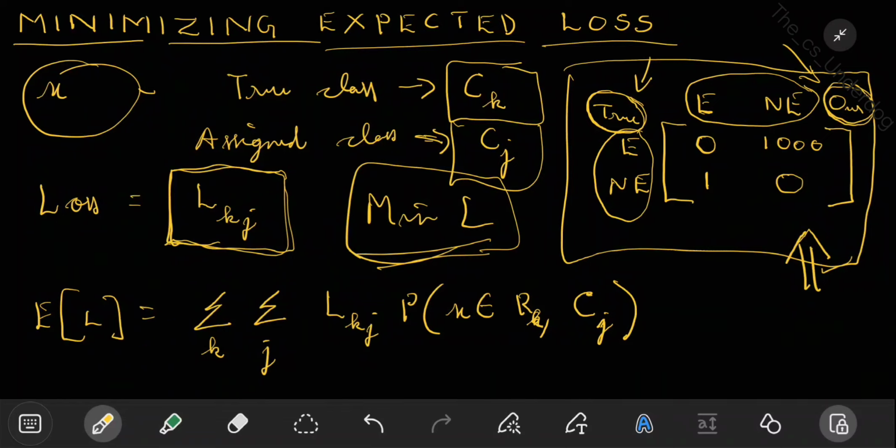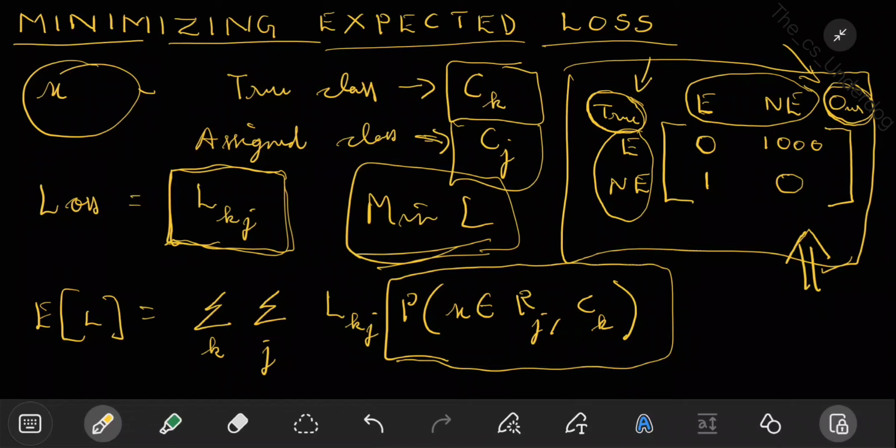I put j and k interchangeably. Okay, region should be j and this should be k, right? So rj and class is ck. Okay, so let this be. And how do I understand this term, x element of rj and ck, which means x is actually belonging to the class rj, but I am putting it into the class ck.